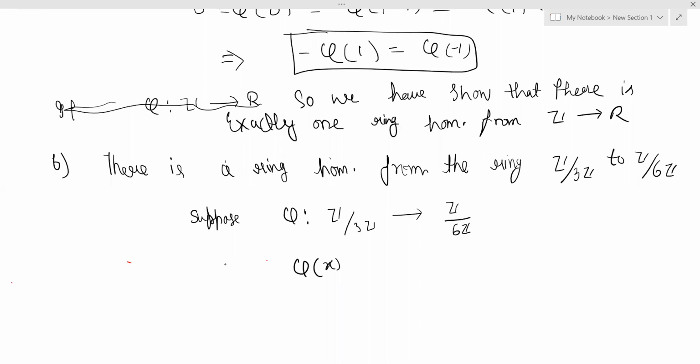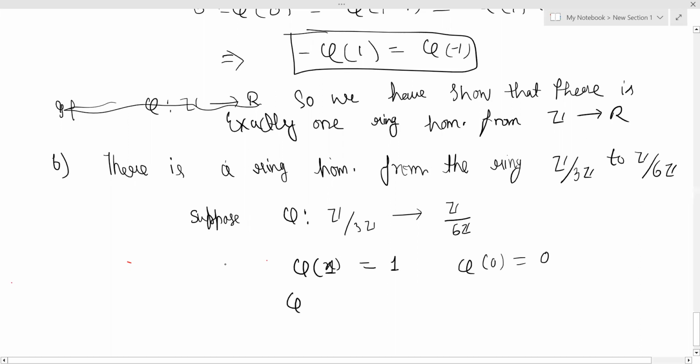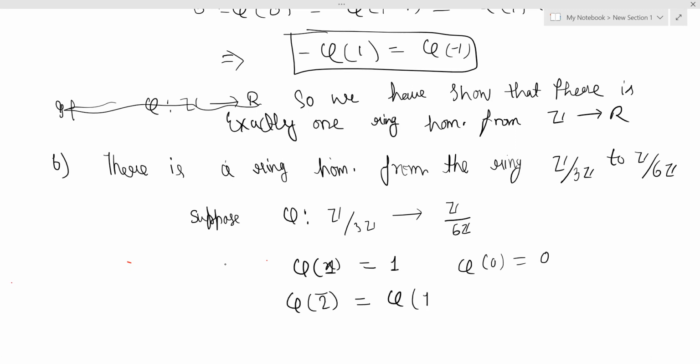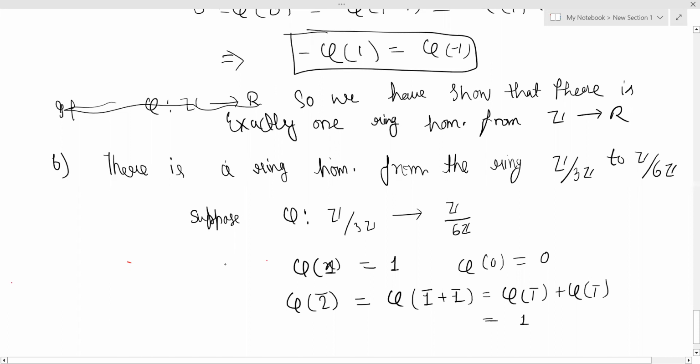So phi of 1 should be 1 and phi of 0 should be 0. What is phi of 2? Phi of 2 means phi of 2 bar, right? Here 2 bar is 1 bar plus 1 bar. This is phi of 1 bar plus phi of 1 bar. Here 1 bar means 1 in Z mod 6Z, so this is 2 bar.